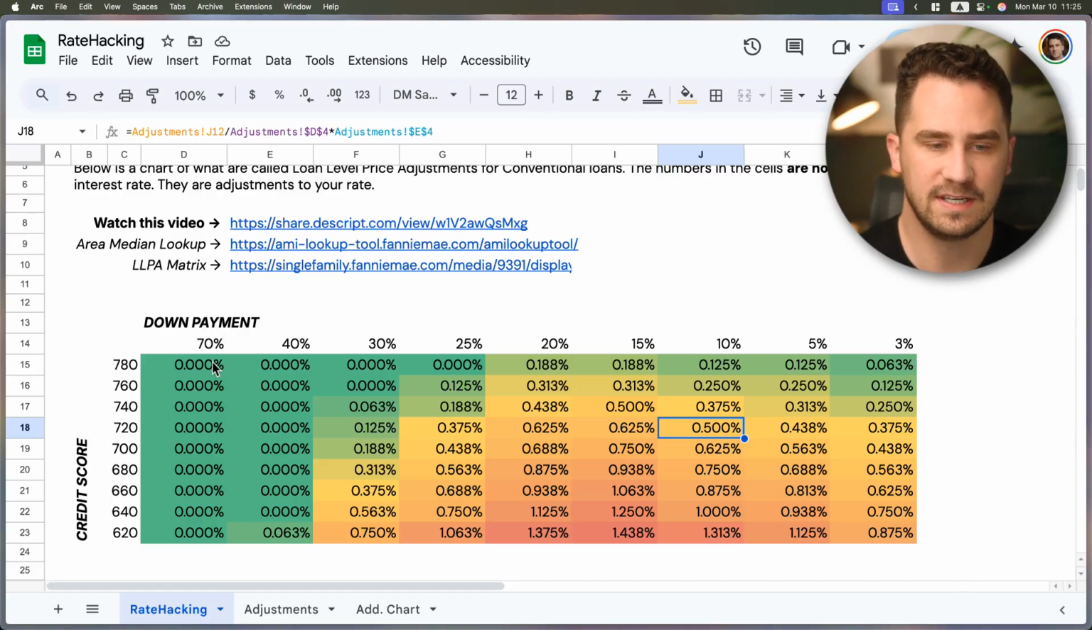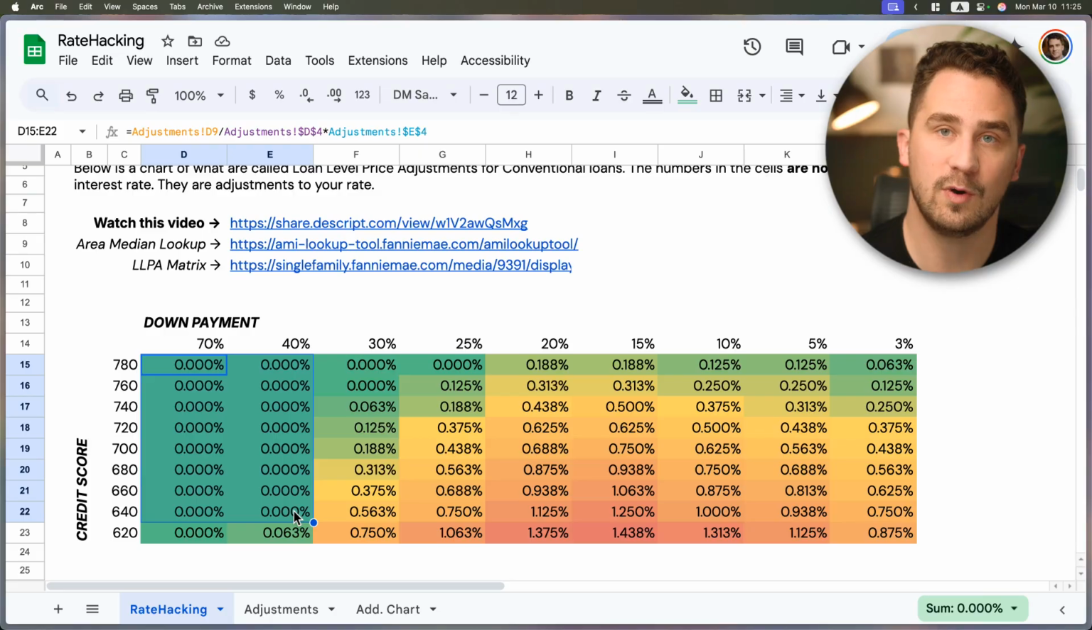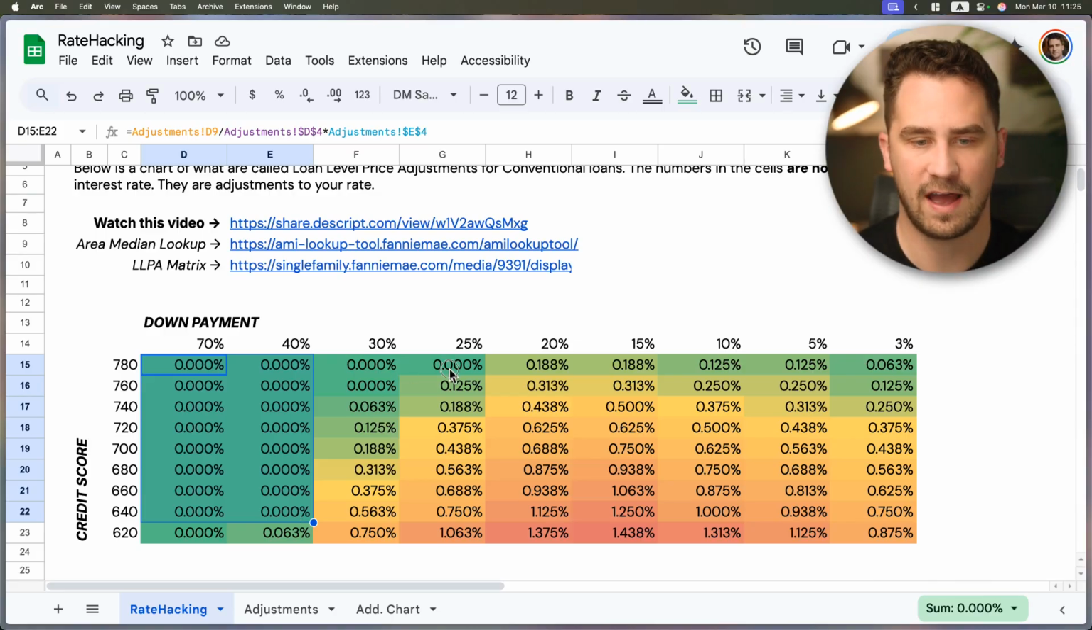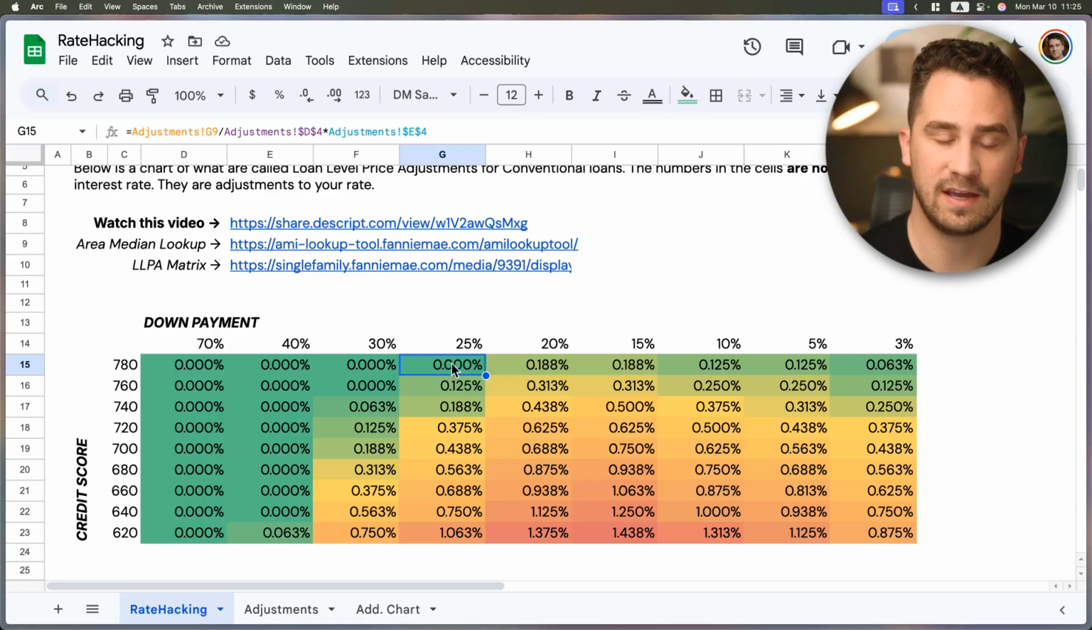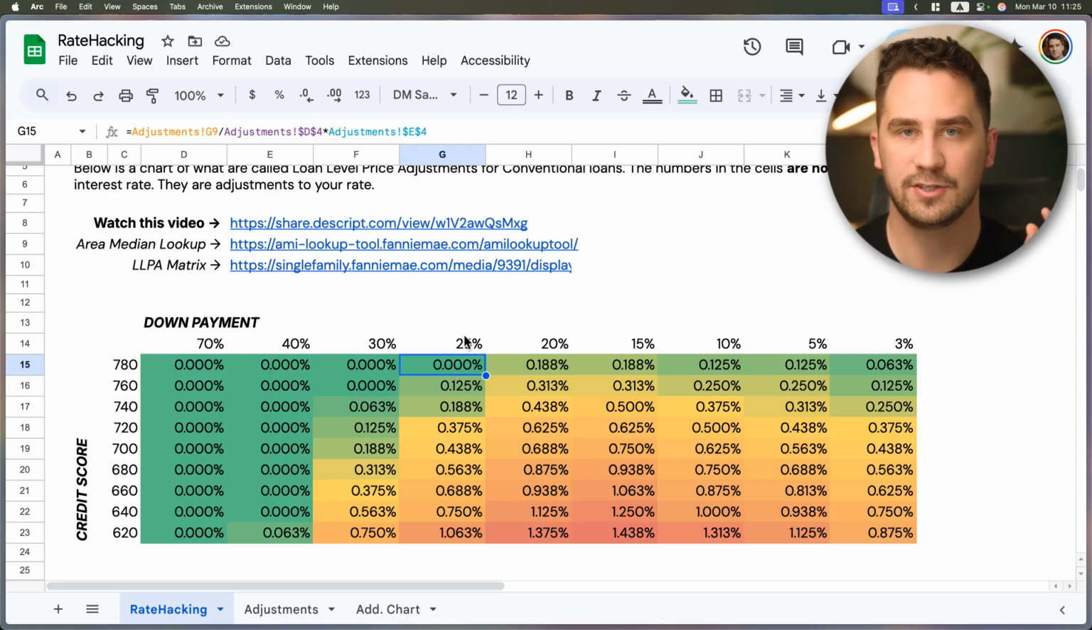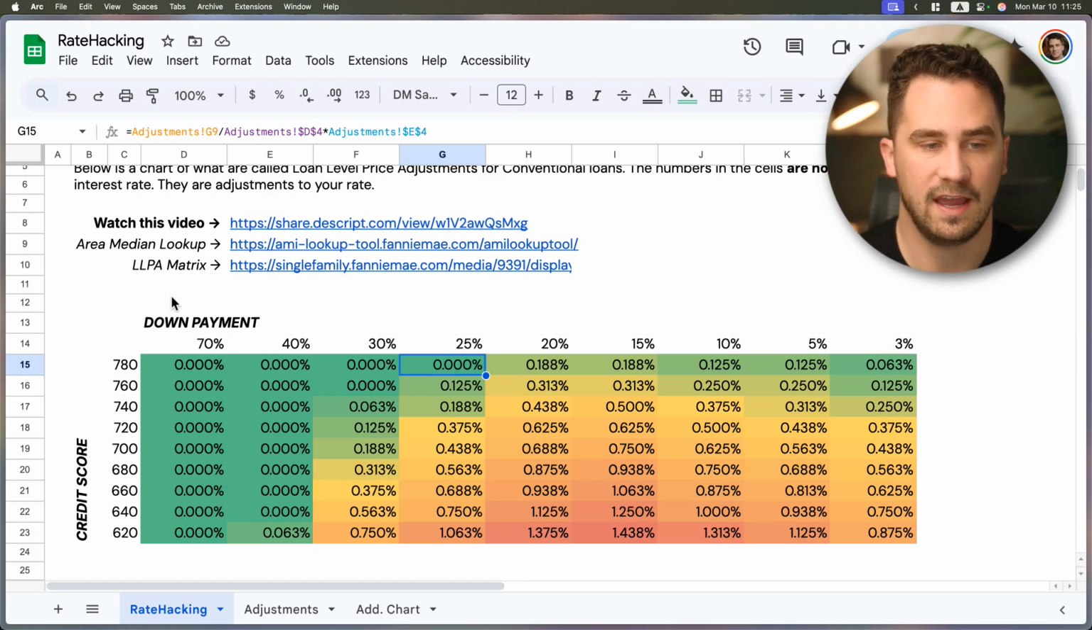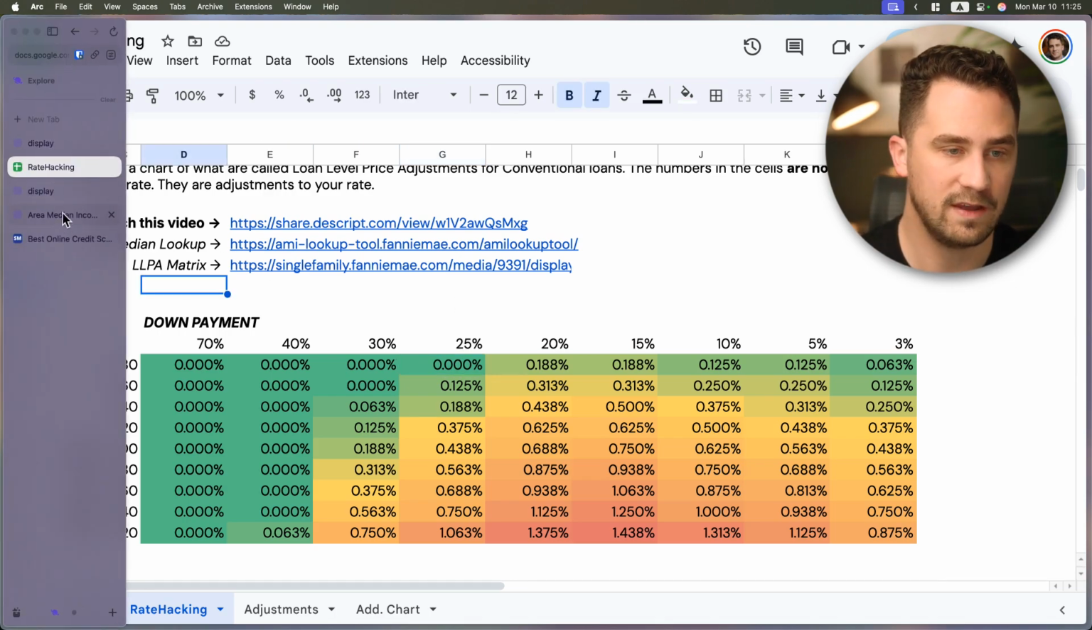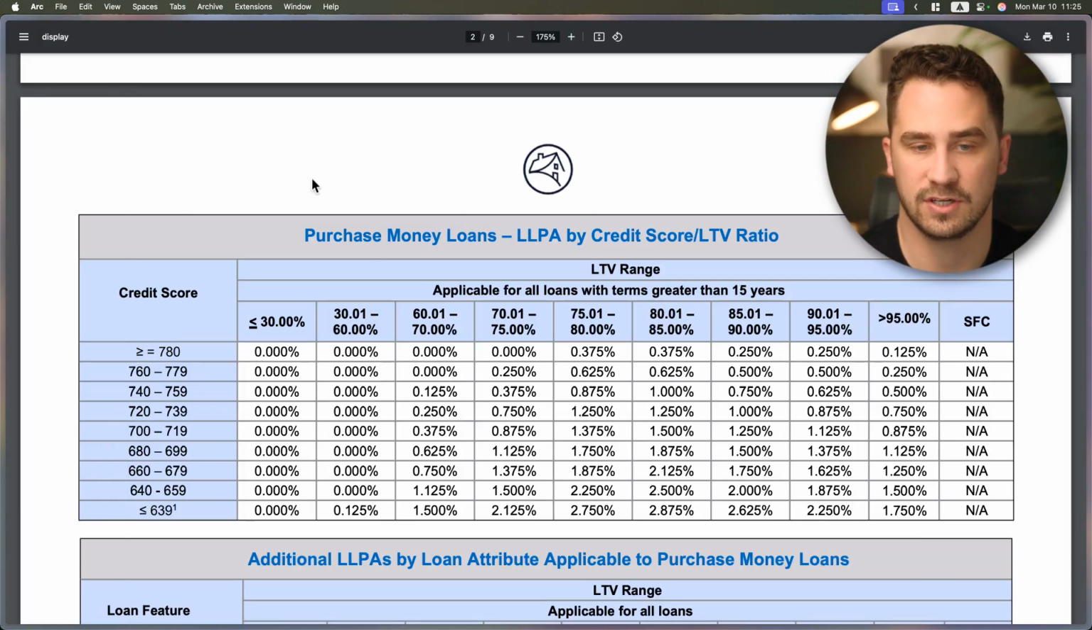But everyone sees this section over here where there's no adjustment. There's no risk adjustment put on your interest rate, but you have to do 40% down. Or if you have a high credit score, do 25% down. But there's actually a little trick to avoid all of these adjustments on your interest rate, and that is through the waiver that's in the loan level price adjustment chart.